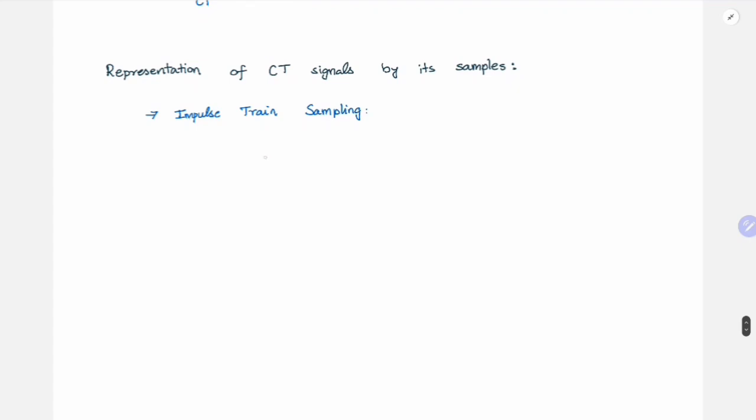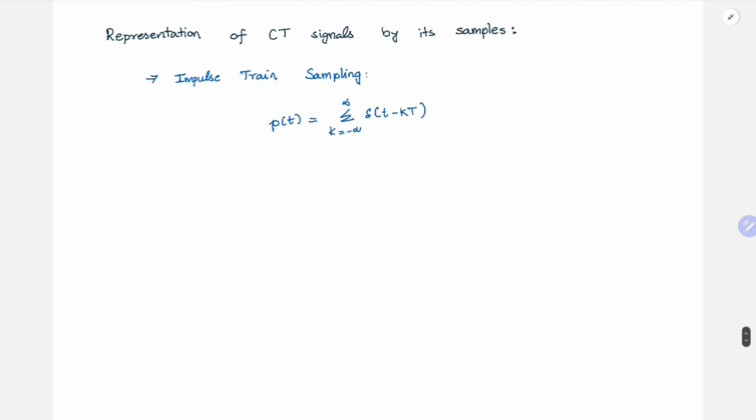So we know the impulse train. If we call it p of t, then we can write it as summation k equal to minus infinity to infinity of delta of t minus kT, right? And in waveform, how will this look? You will have impulses with a spacing of T: 0, T, 2T, and on the negative side also you will have them, and so on. And the weights of these impulses are 1 currently, right?